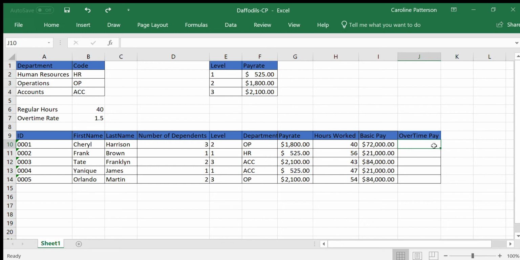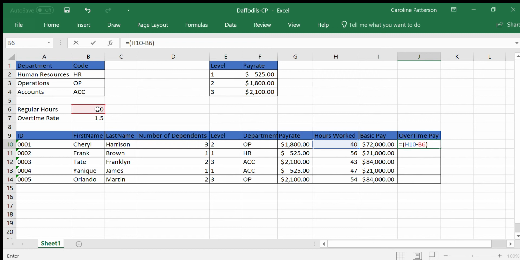We start our formula with an equal sign. So we press equal, and then we're going to find out how many hours that person had worked for the week. That information is stored in H10. Then we're going to subtract the normal number of hours that person should work per week. So here we have it. We have regular hours stored in B6, and in this case it's 40. So when we do that calculation, it represents the number of hours that person would have worked overtime.